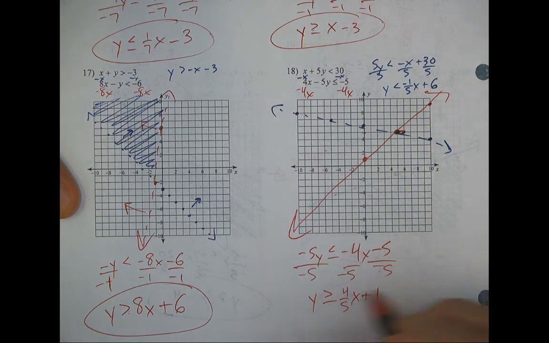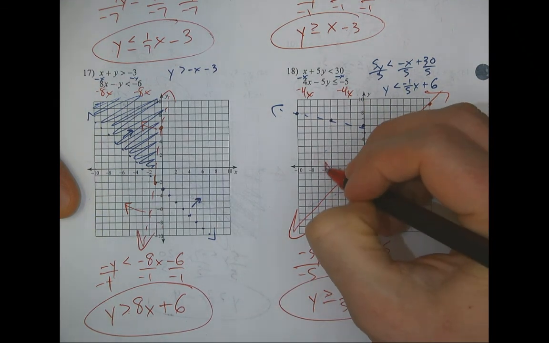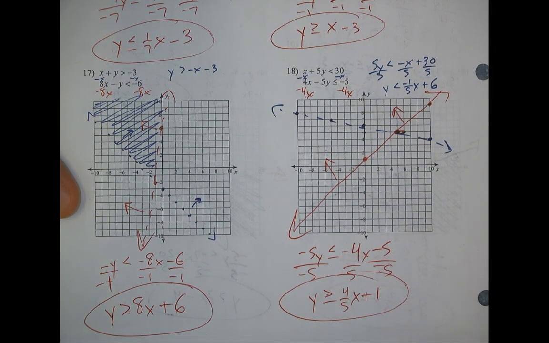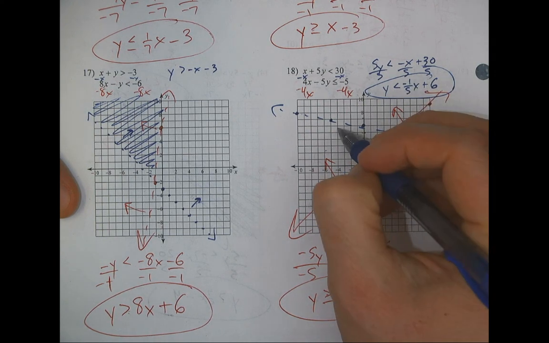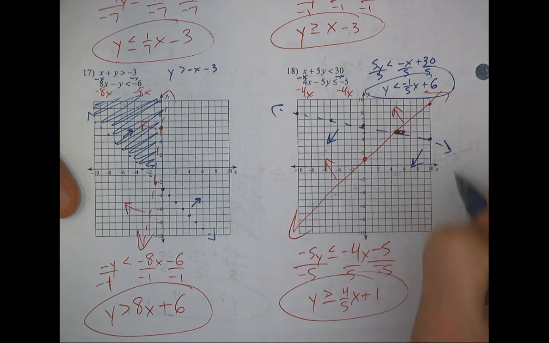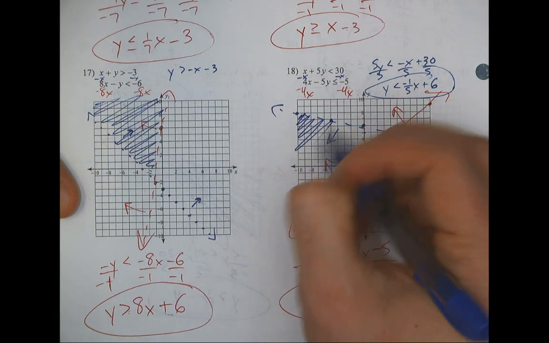Okay, looking at the red, final answer says greater than, so it's either this region or this region. For my blue, it says less than, so it's either this region or this one. My shared region is out here.